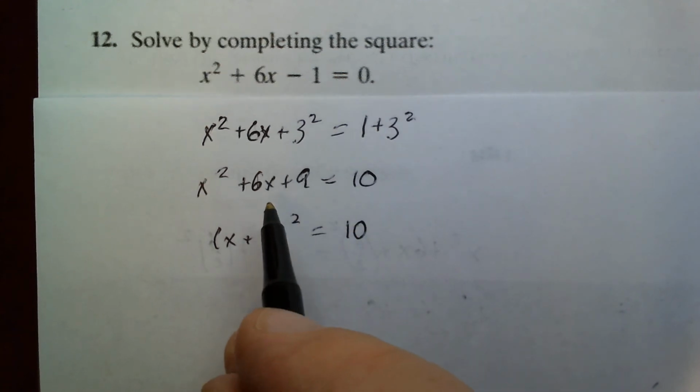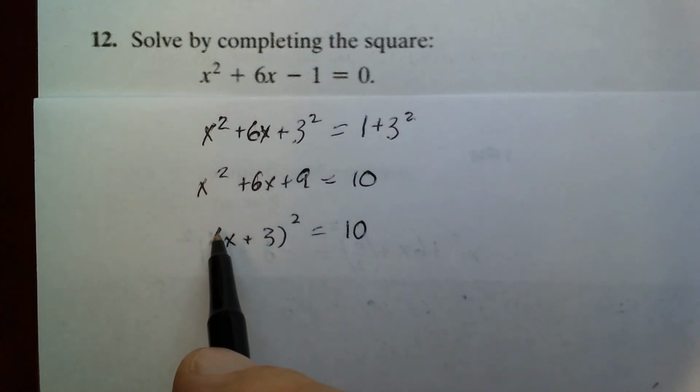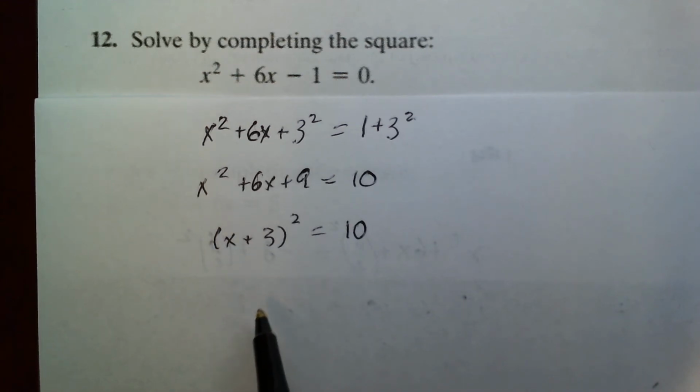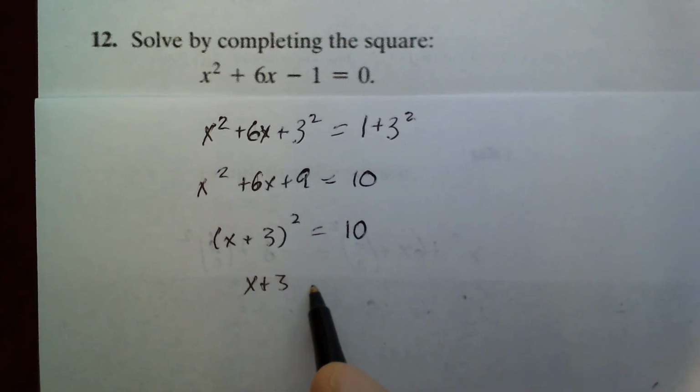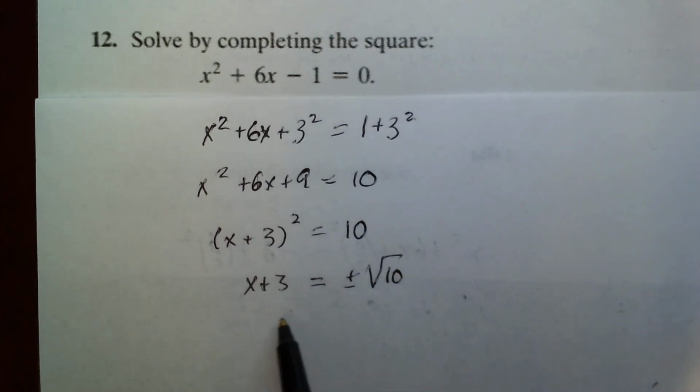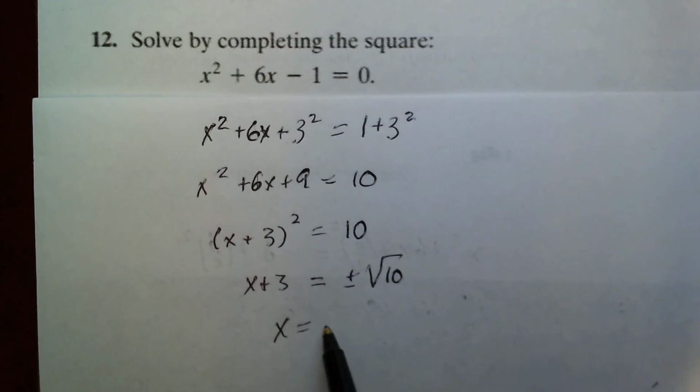And so, that's the reason why we call this completing the square. So we have the square of a binomial. And so now we take the square root on both sides. Then x plus 3 equals plus or minus the square root of 10. Then we subtract 3 on both sides. So x is then equal to minus 3 plus or minus the square root of 10.